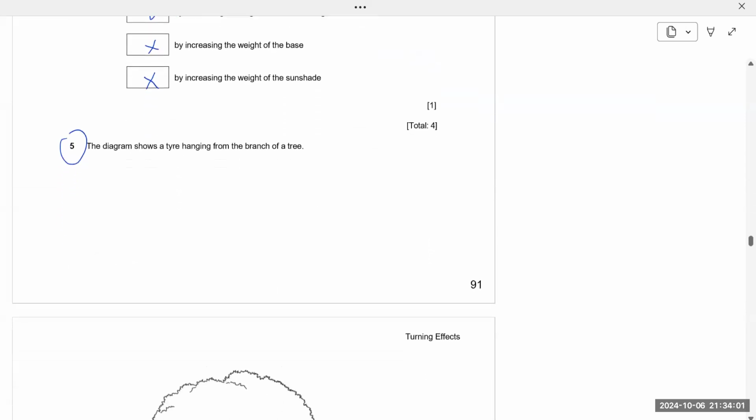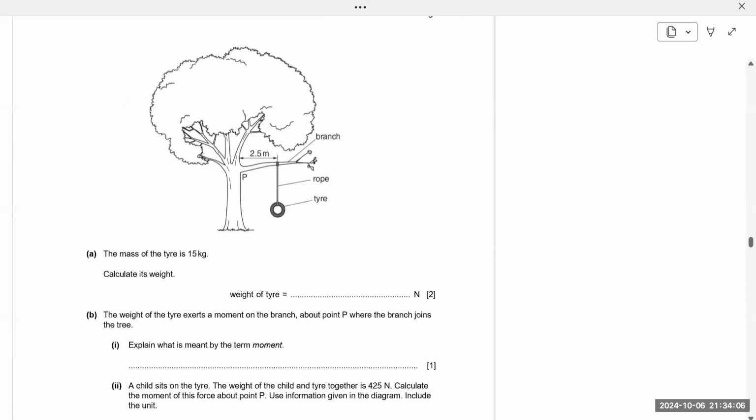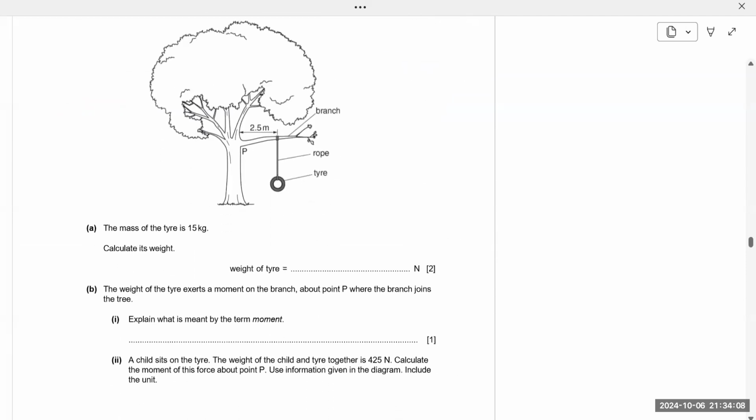The diagram shows a tire hanging from the branch of a tree. ادي التاير. The mass of the tire is 15 kilograms. Calculate its weight. خلاص دي سهلة. Weight equals mass times g equals 15 times 9.8، هتطلع 147 newtons.